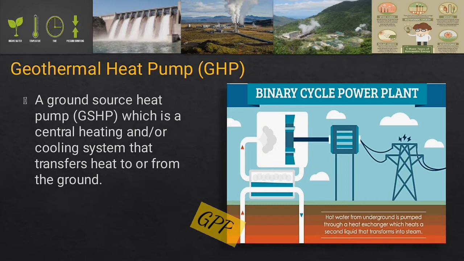So based on the illustration, we have the binary cycle power plant. In binary cycle plants, the main difference is that the water or steam from below the earth never comes in direct contact with the turbines. Instead, water from the geothermal reservoir is pumped through a heat exchanger where it heats a second liquid. The second liquid is heated into steam, which powers the turbines that drive a generator. The second liquid is recycled back into the heat exchanger where it can be used again.